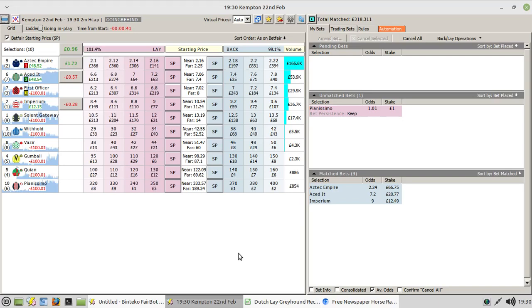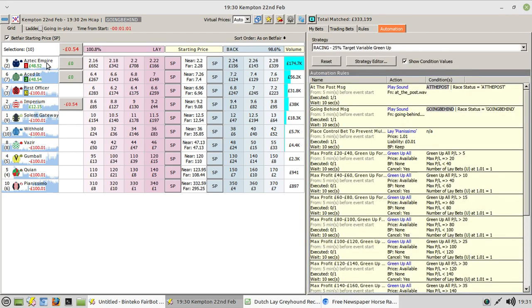Hi there. As part of the Dutching series I've been doing, I mentioned in the last video that I've been working on a green up automation that varies the green up position based on the potential profit available after you've placed your bets.